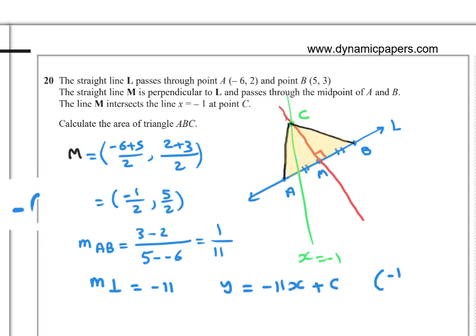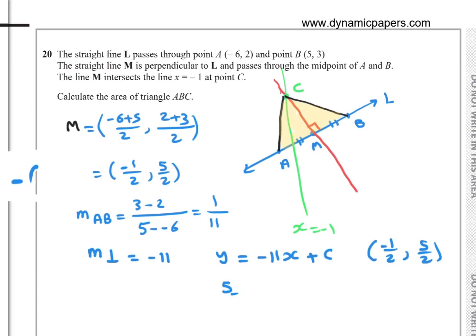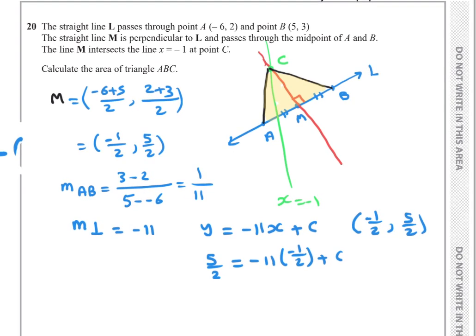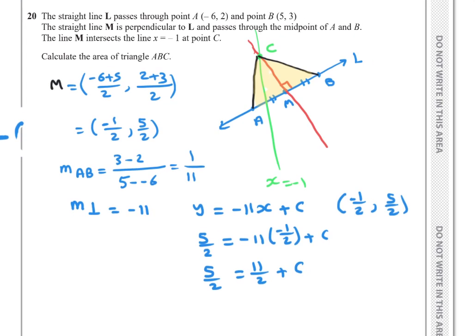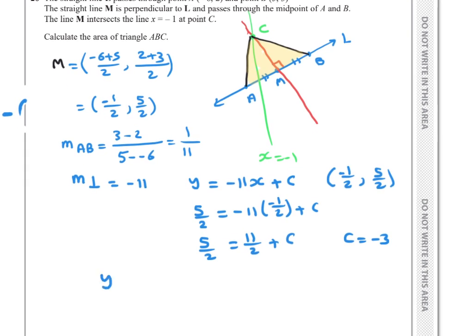Now substitute the point (-1 over 2, 5 over 2) to find c. So 5 over 2 equals -11 into -1 over 2 plus c. So 5 over 2 equals 11 over 2 plus c. Now subtract: 5 minus 11 is -6, over 2, so c equals -3. So the equation of the line M is y equals -11x minus 3.